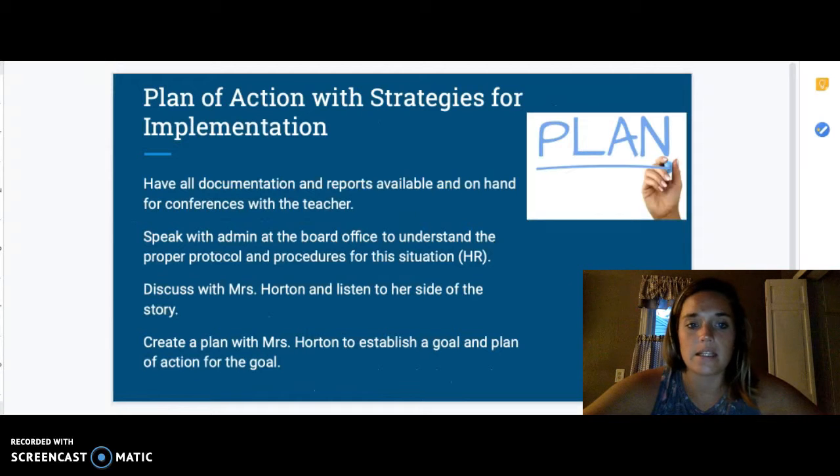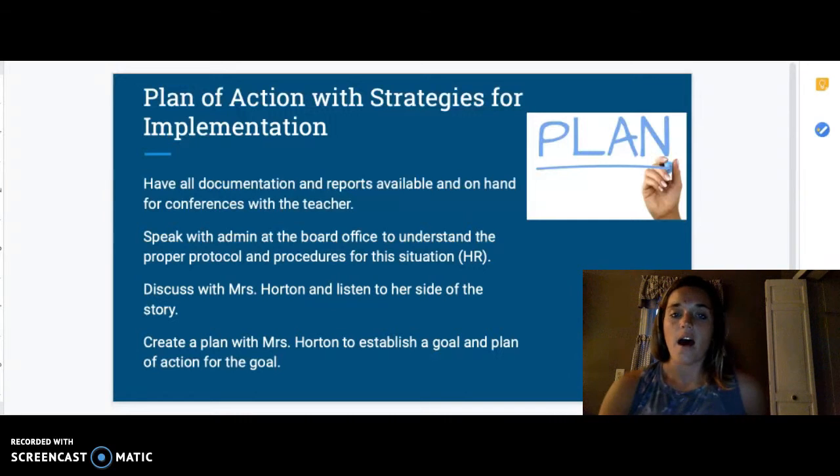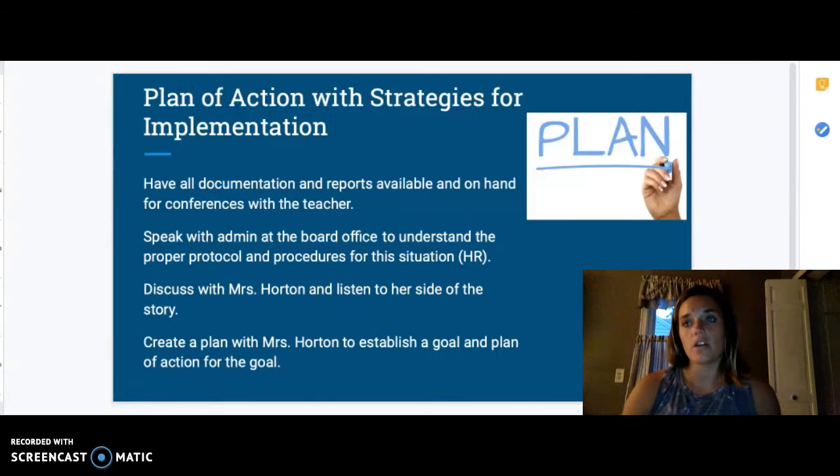This next slide is the plan of action. So we're talking about the different steps to take to better this whole situation and what kind of strategies we can implement. So first off, once again, I think having all of Mrs. Horton's evaluations and notes from her observations, that would be very helpful. That way, when the parents are asking questions, they could come about it rather than accusing or pointing fingers, but they could say, well, here are the observations that we conducted on these dates, and this is how it was in the classroom. I was there. There was proof of this.